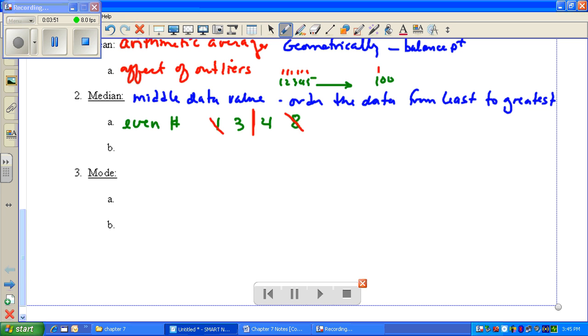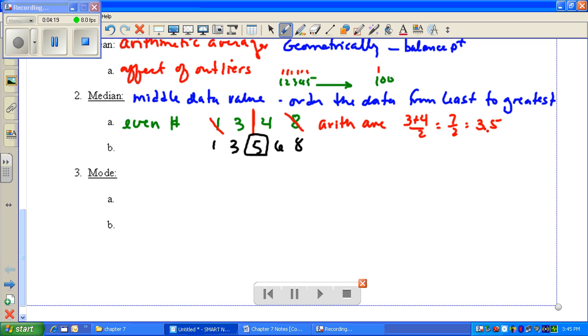So what we do then is we take the arithmetic average of the two, which means I would go 3 plus 4 divided by 2. 7 divided by 2 is 3.5. So that would be my median if I had an even number. If I had an odd number, if I wrote an odd numbered set here, 5 then would be my median. Once again, notice it's ordered from least to greatest.